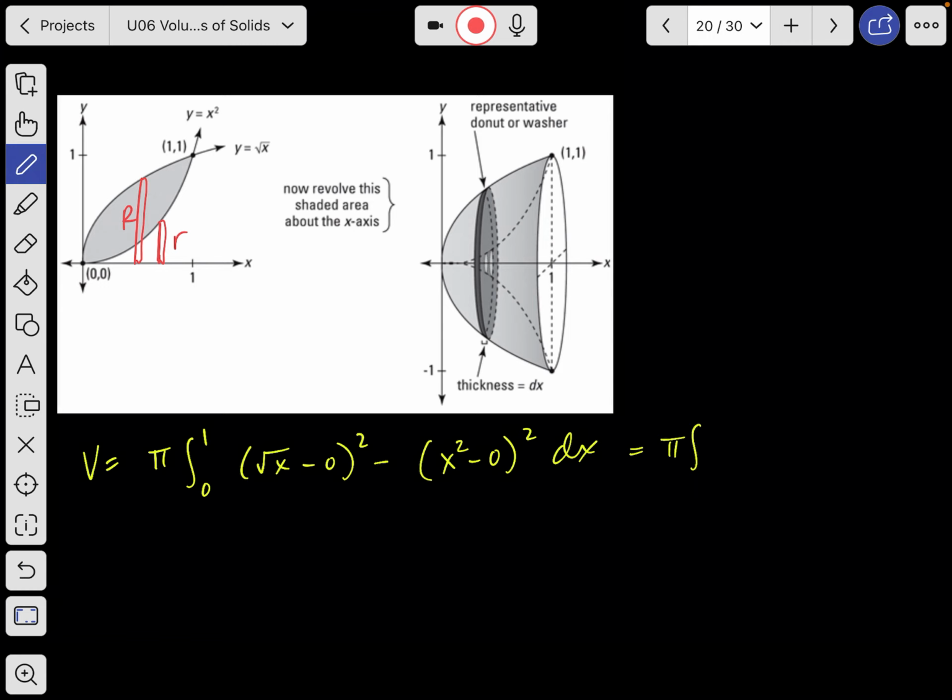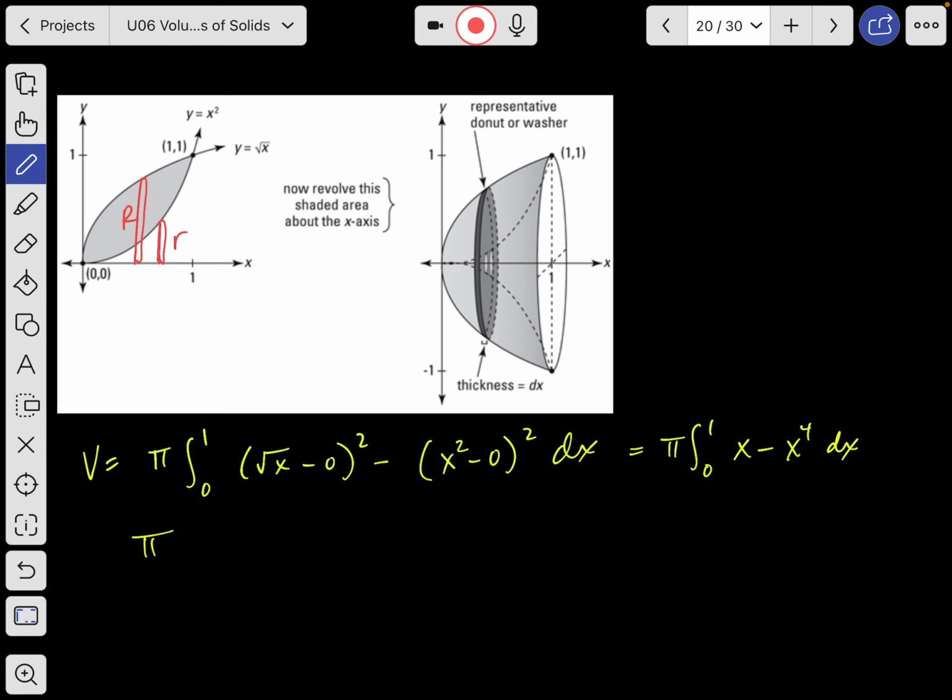Okay, so we can definitely clean this up a little bit. This is going to be pi times the integral from 0 to 1, and if we subtract 0, of course, that is nothing, but when we square the square root, that's just going to give me x. And over here, this minus 0, of course, is x squared. Squared is going to be x to the 4th. So this is going to be minus x to the 4th dx.